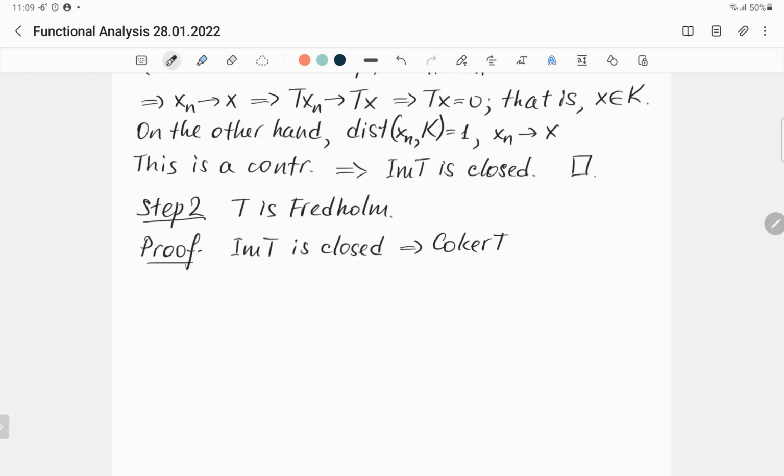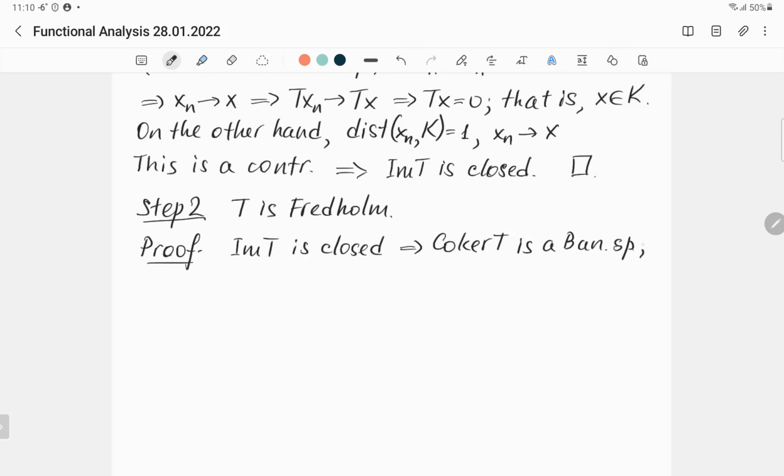The co-kernel of T, which in general is just a semi-normed space, the quotient of a Banach space modulo a vector subspace, is a semi-normed space, and it is normed, and actually is a Banach space, if and only if the subspace is closed. So in this case, we conclude that the co-kernel of T is a Banach space. And we want to show that it is finite dimensional.